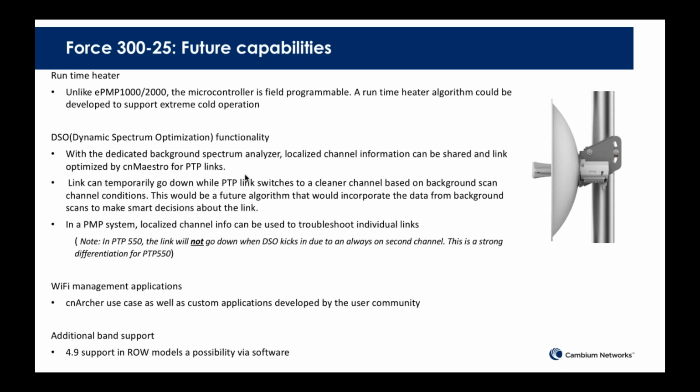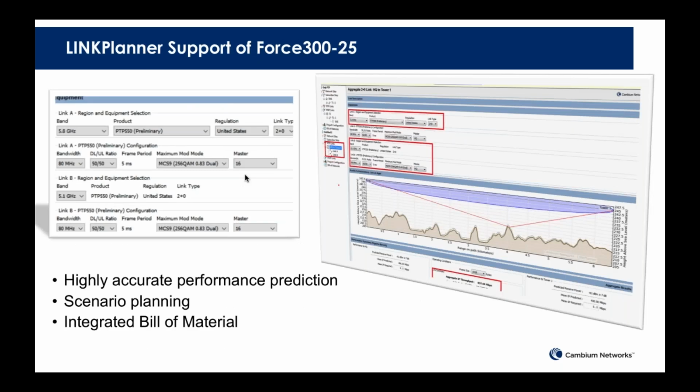The other thing is 4.9 gigahertz range support, which we already planned in the nearest release. Okay, so what else do we have in terms of the system support inside Cambium on Force 325? Force 325 is fully supported by Link Planner, so you can load up GPS coordinates in the Link Planner, and you can plan very accurately and get the bill of materials for the Force 300 unit from the Link Planner.